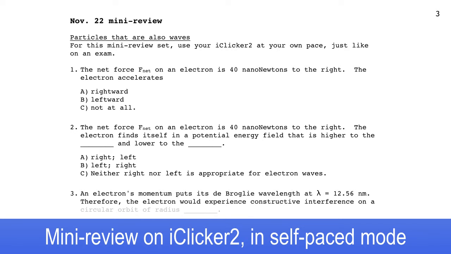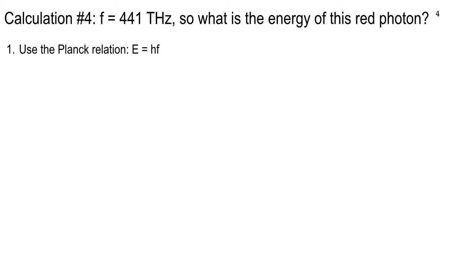So it's just a nice little study tool, kind of a mini review. For those of you that got here late, we just did a little mini review, 4 questions to test out the software. I want to go over with you the calculation number 4. So if you got here a little bit late, here it is. Calculate the energy of a red 441 terahertz photon. And the formula to use for this is the Planck relation, E equals hf. And that is the energy relation for photons.